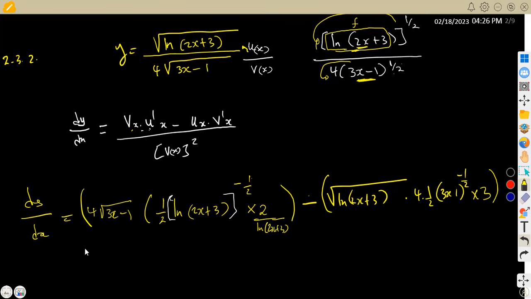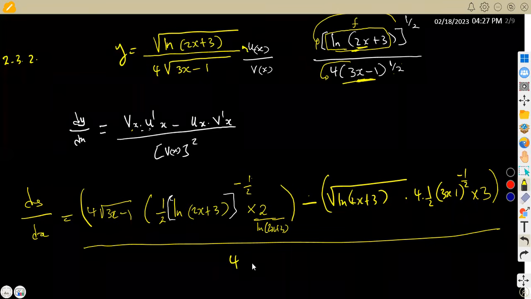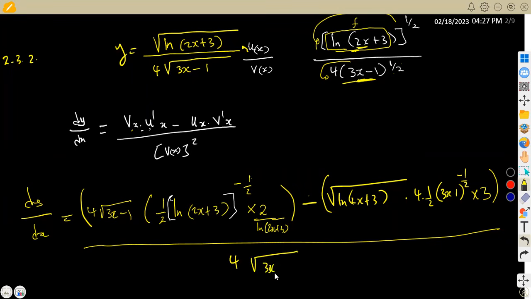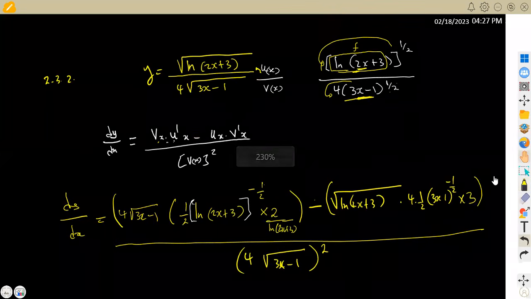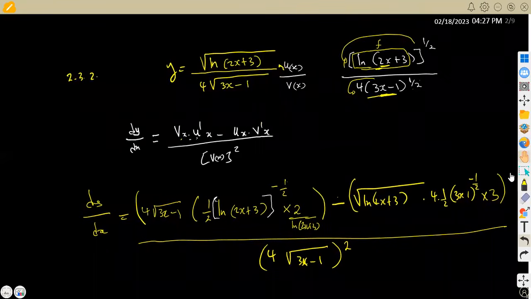Everything is over v of x squared. So everything here, all right? Everything is over v of x squared, of which our v of x is this part, 4 square root of this, or you can write this as 4 into 3x minus 1. I don't know which one was best for you. I'm going to try the 4 square root of 3x minus 1, everything to the exponent of 2. So this is our v of x. So take note, the simplification was not even required, so you can leave your answer like that.